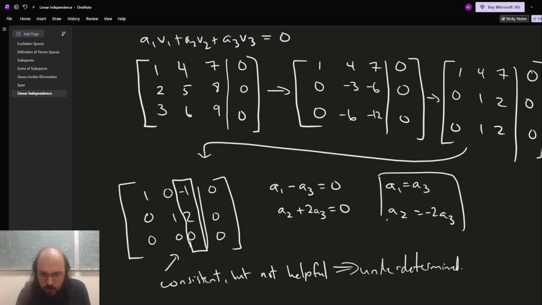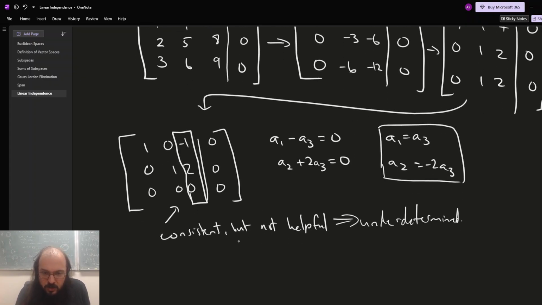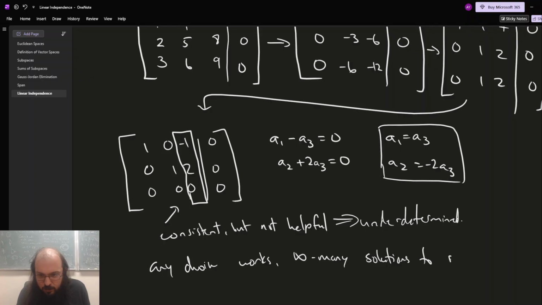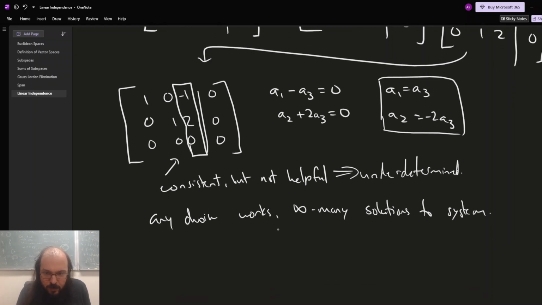And so this tells me if I know A3, then I can give you a linear combination. And in particular, since any choice of A3 works, there must be infinitely many ways of doing this. Infinitely many solutions to this system. So what we're seeing is infinitely many solutions to the system is the same thing as linear, not independence, but dependence.